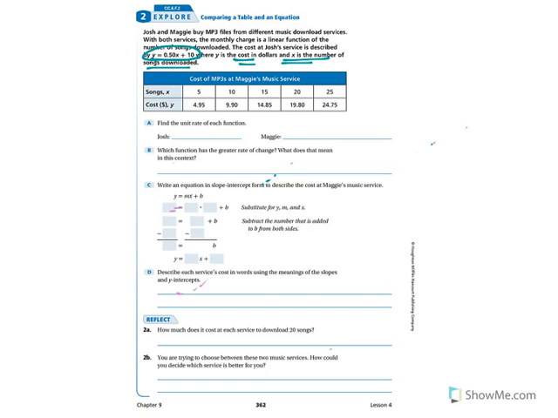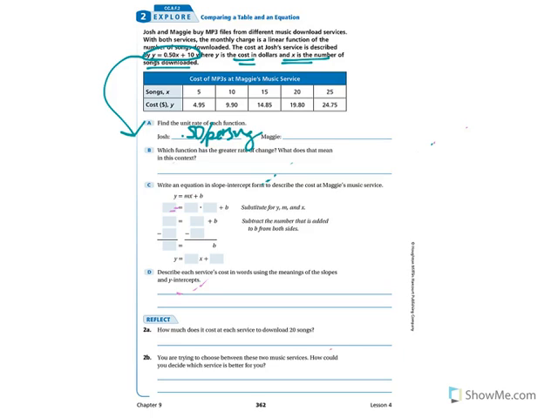So we have the number of songs 5, 10, 15, 20, 25, and then the cost for each one. So for part A, find the unit rate for each function. How much are the songs that Josh is downloading at his store? How much would it be for Maggie? Well, using the information from Josh's equation, very simple. In this case it is going to be 50 cents per song. Okay, so the cost is 50 cents per song.